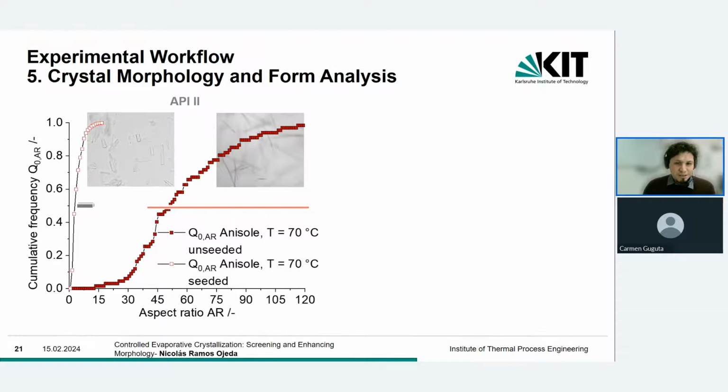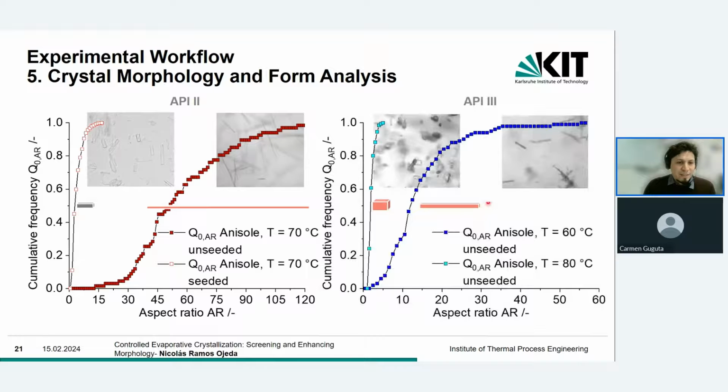And it's important to note that these results were not limited to just this first API. For the second API, we also moved from this very acicular morphology to more equal-shaped crystals. And we observe the same for this third API. These results show how this rational workflow for studying the crystal morphology is able to improve the crystal morphology, or at least to find process conditions that improve it.